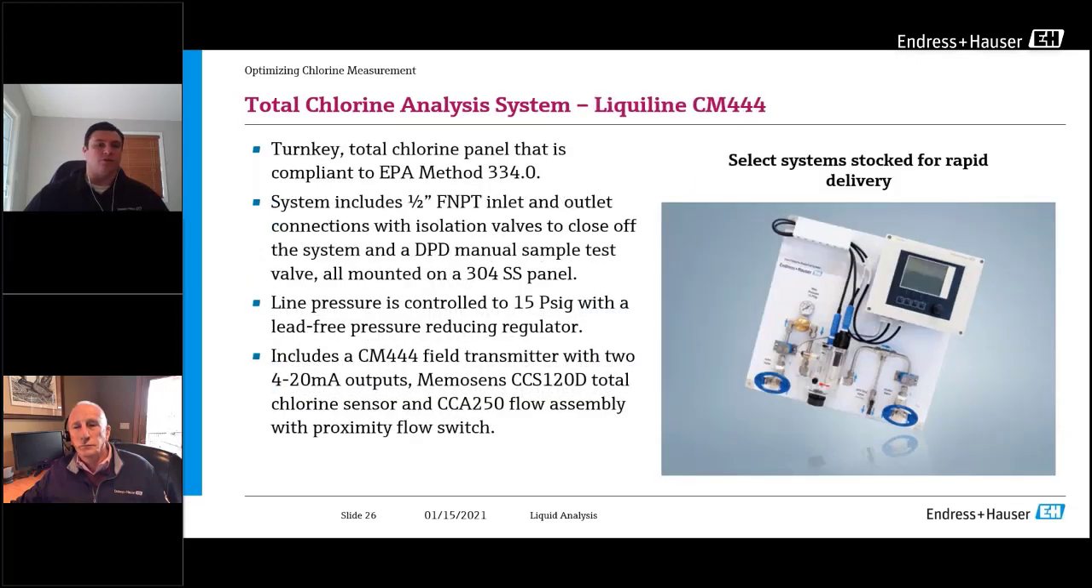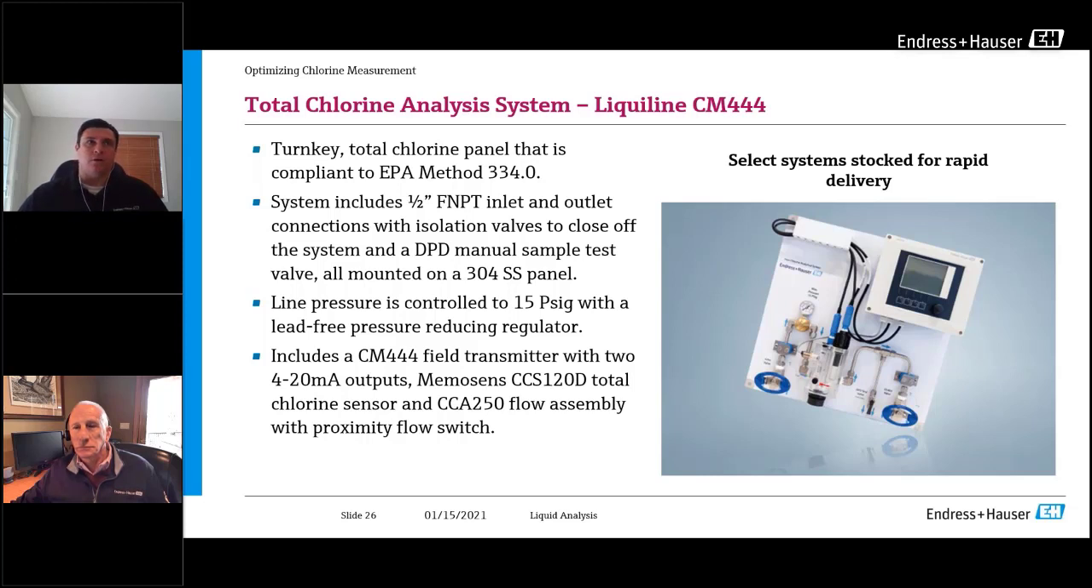Again, you'll see that word turnkey. Everything here, it's the same specs as the free chlorine panel. Just know that we do keep a lot of our chlorine panels stocked at our North American headquarters in Greenwood, Indiana.